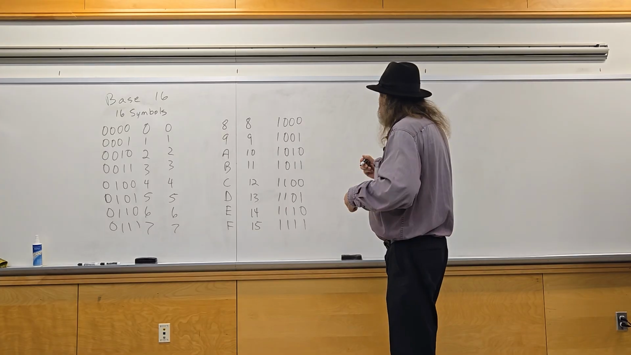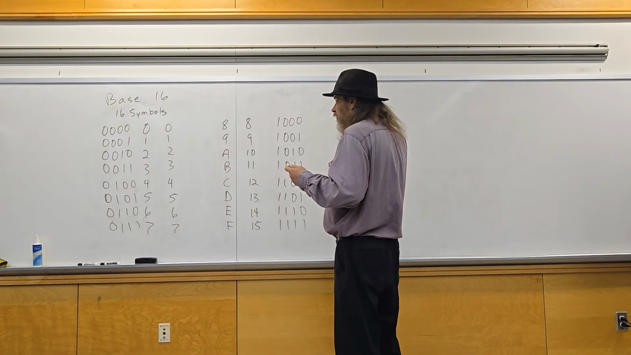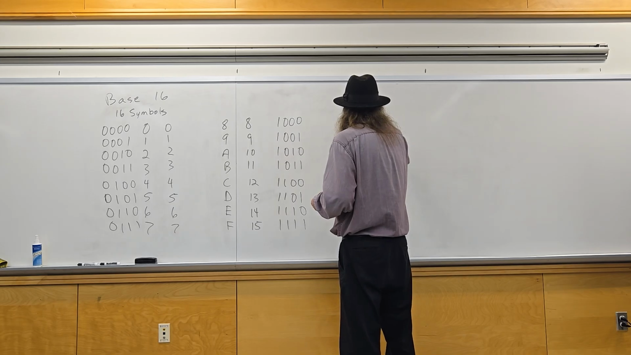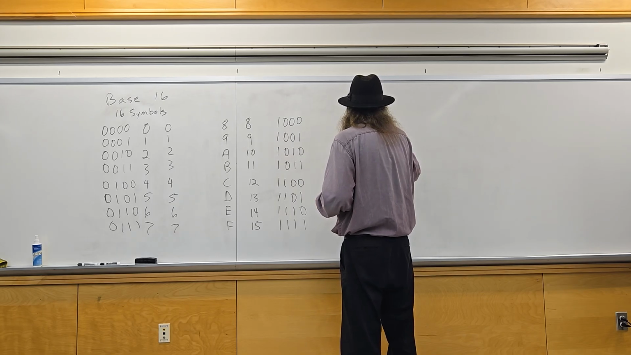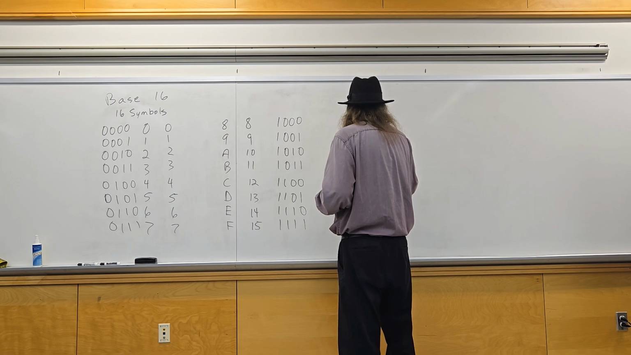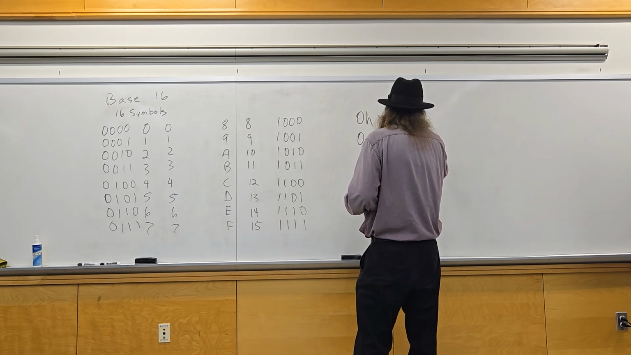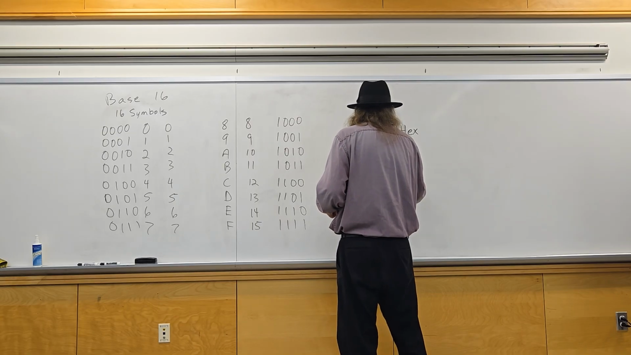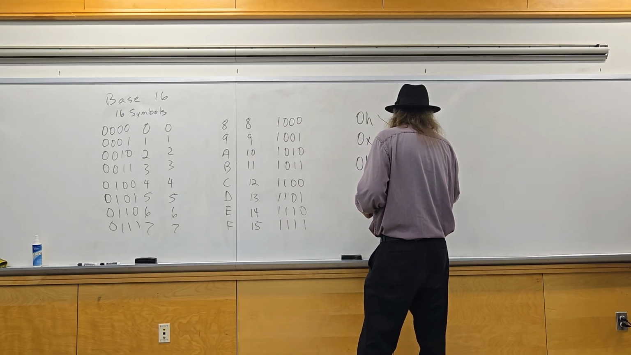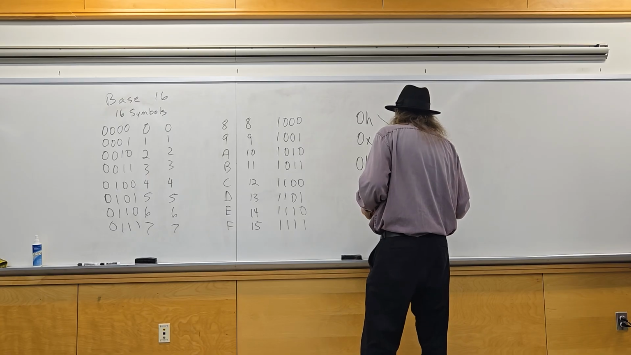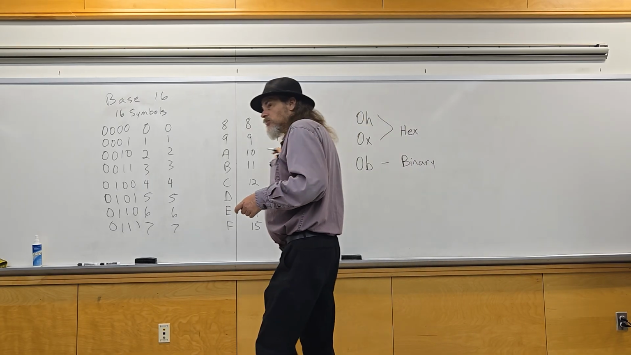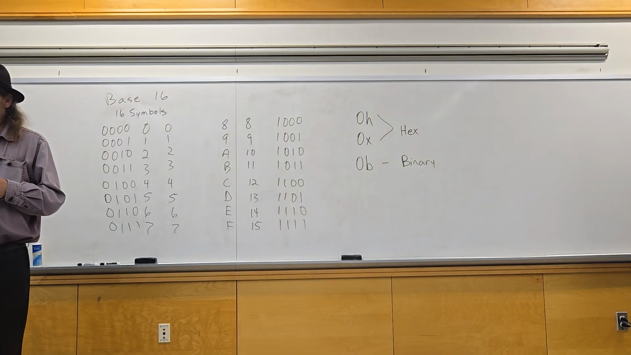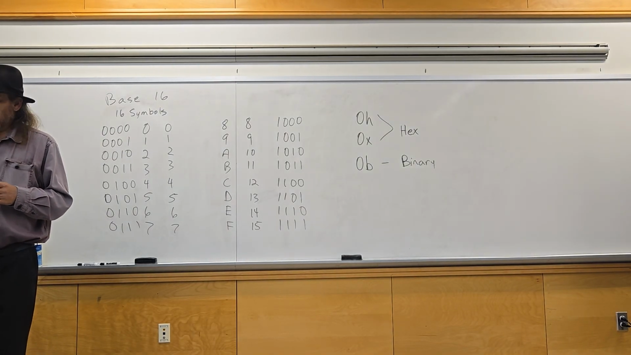So, depending on the language you're using, some of these are acceptable and some are not. 0H, 0x are hex, 0B is binary. You put that as a prefix to the number to indicate the base of the number to the computer so it can tell the difference.